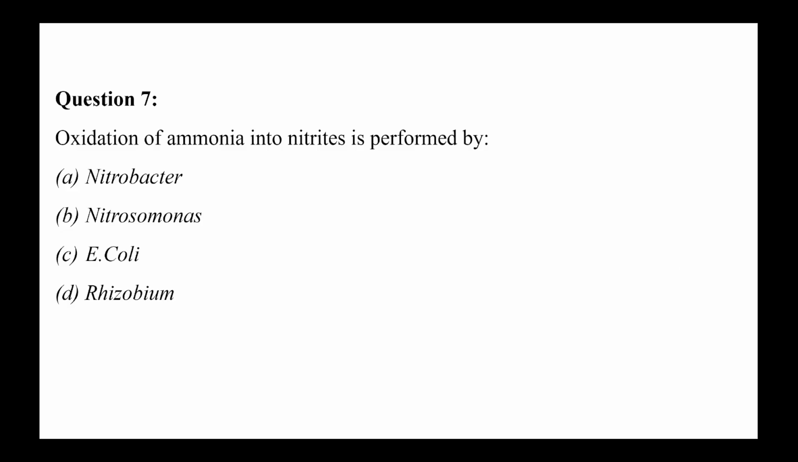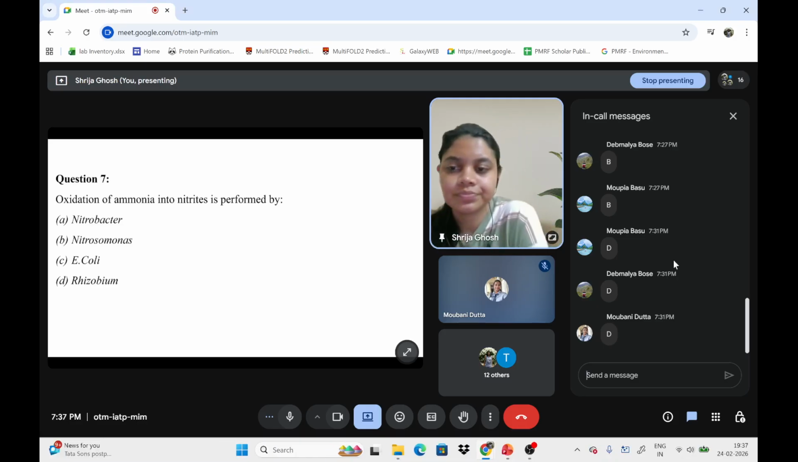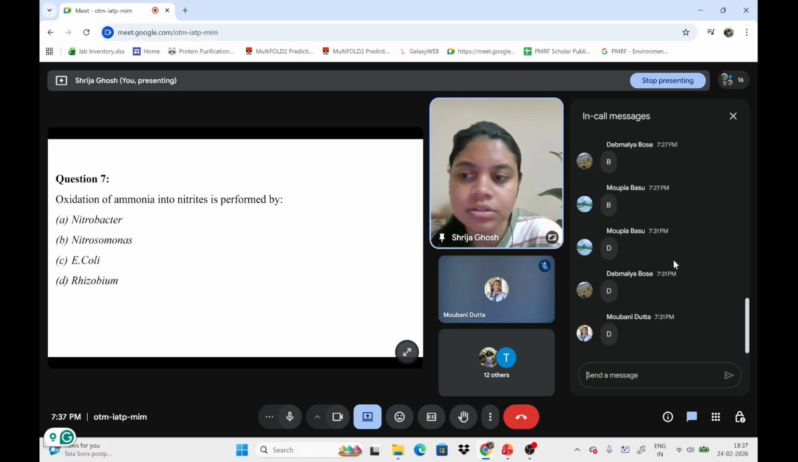Question number 7. Oxidation of ammonia into nitrites is performed by option A, Nitrobacter, option B, Nitrosomonas, option C, E. coli, and option D, Rhizobium. What would be the correct answer? Write your answers in the chat box.